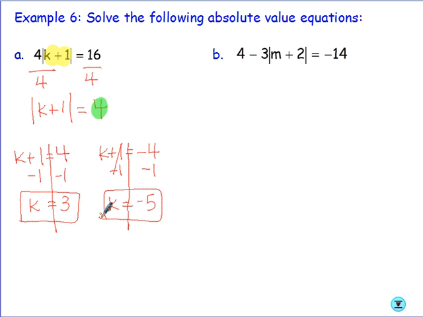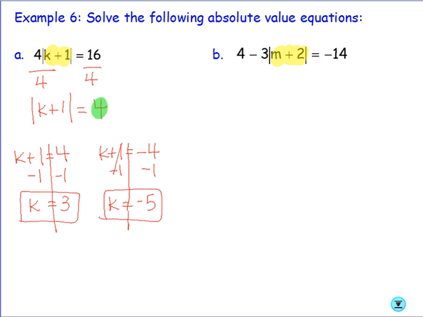We have got one more problem to work through together, and then you're going to try the next 2 examples on your own. So first things first, highlight my bars. There are my bars right there. Do I have numbers outside? Absolutely. I have a 4 and a negative 3.